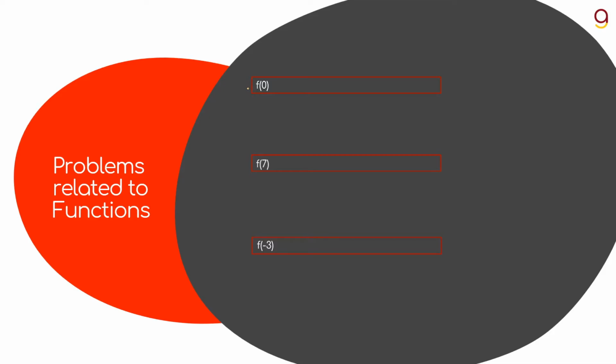So the first one, f(0), that means the input value is given to be 0. Now, f(0) is equal to 2 times 0 minus 5, which will give us the output value as -5. Next, if we take the input as 7, it will be 2 times 7 minus 5, which will give us 14 minus 5, which is equal to 9.